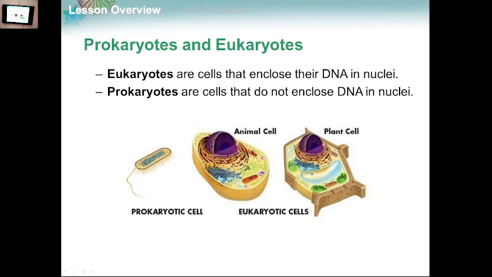Eukaryotes are cells that enclose their DNA in a nucleus. So, the eukaryotic cells have a true nucleus that contains the DNA, while the prokaryotic cells are cells that do not enclose the DNA in a nucleus.